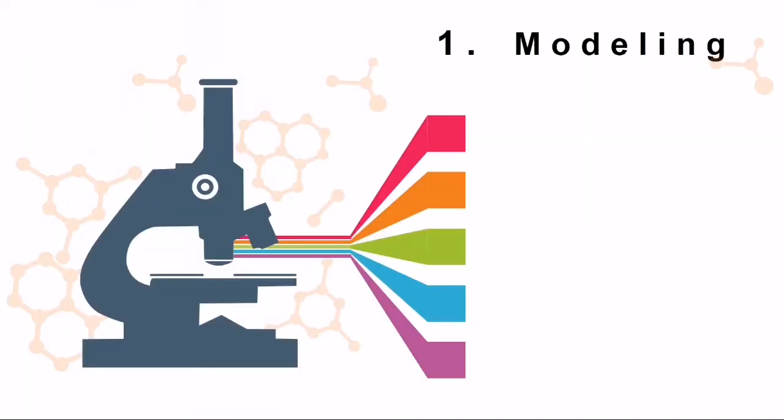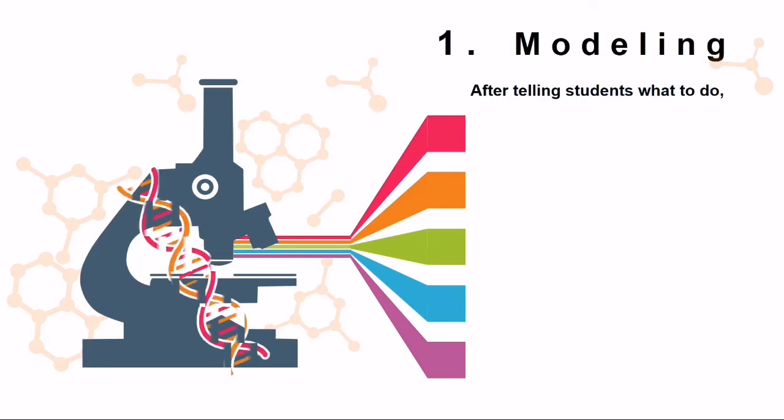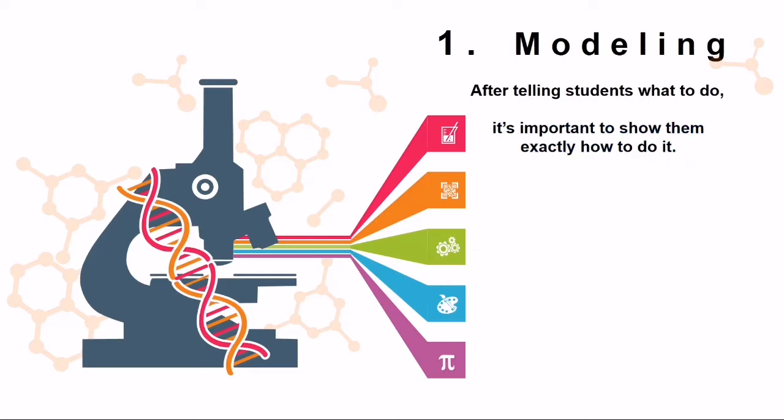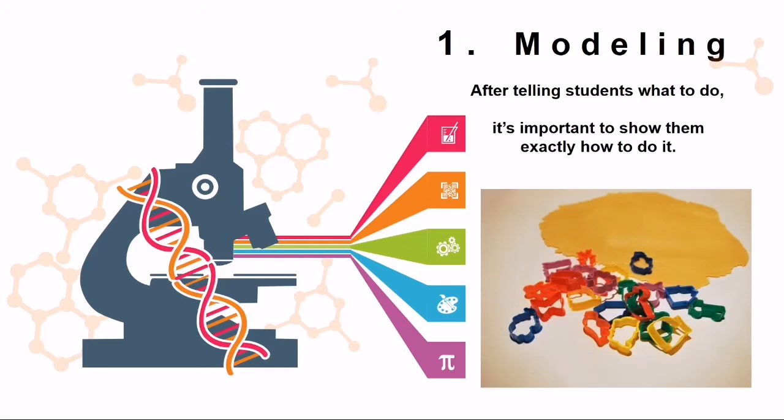Number 1. Modeling. After telling students what to do, it's important to show them exactly how to do it. Regardless of what your directions are, it's a good idea to model how you expect them to complete an assignment so they understand exactly what they are supposed to do. This will be especially helpful for your students who are visual learners.